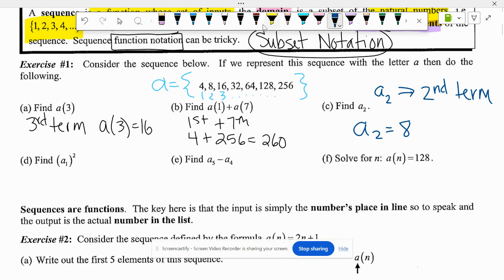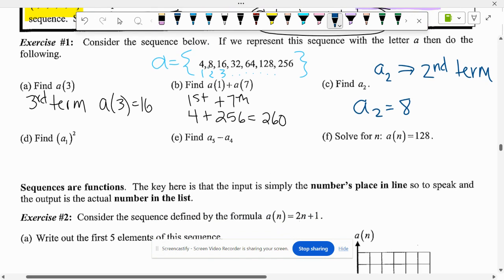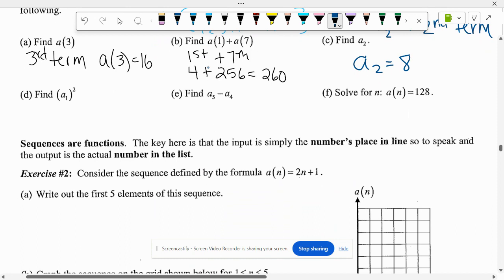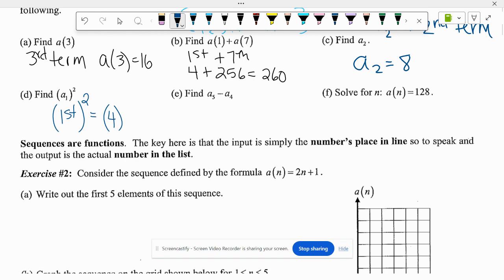So this next one is also written in subscript notation. However, it's asking me to find the first term and do what to it? Yeah, raise it to the second power. So what is the first term of our sequence? 4 to the second power is 16. Good job.